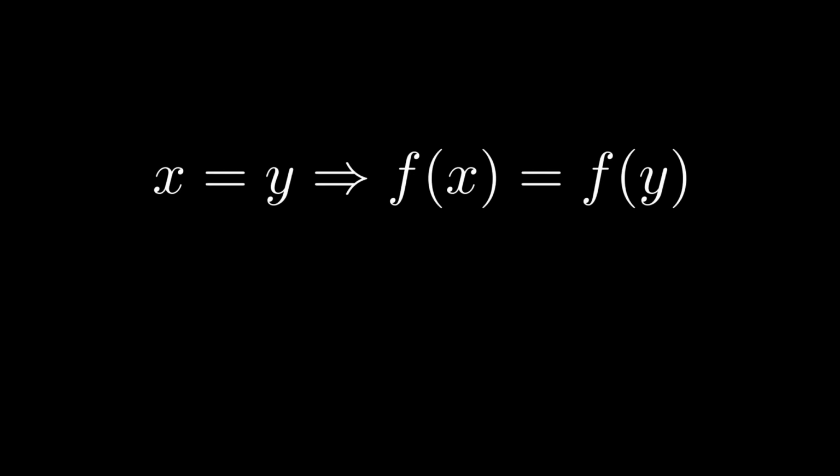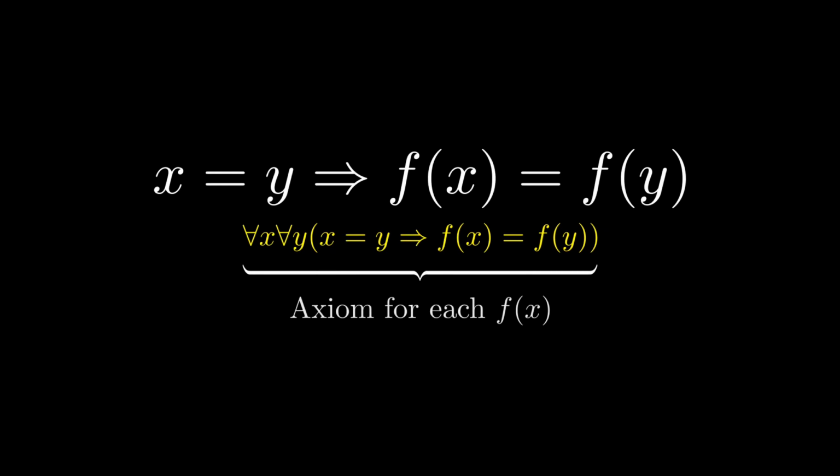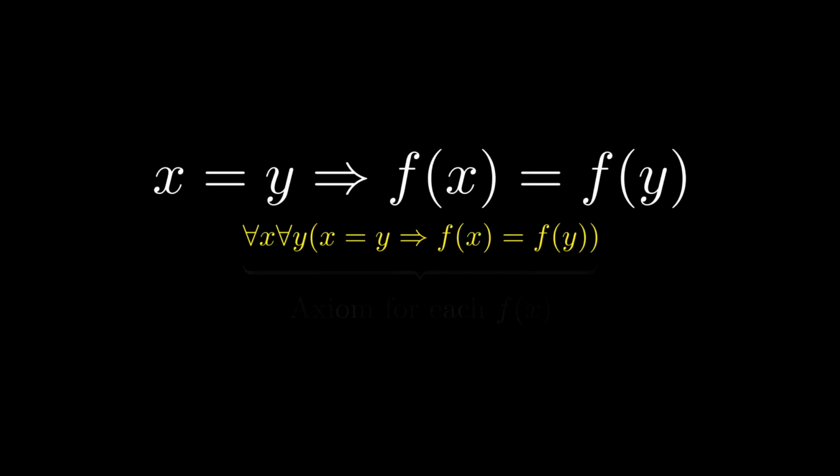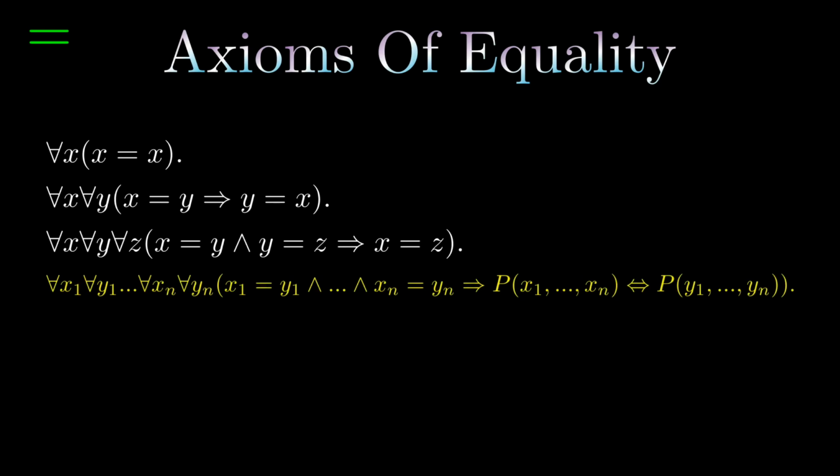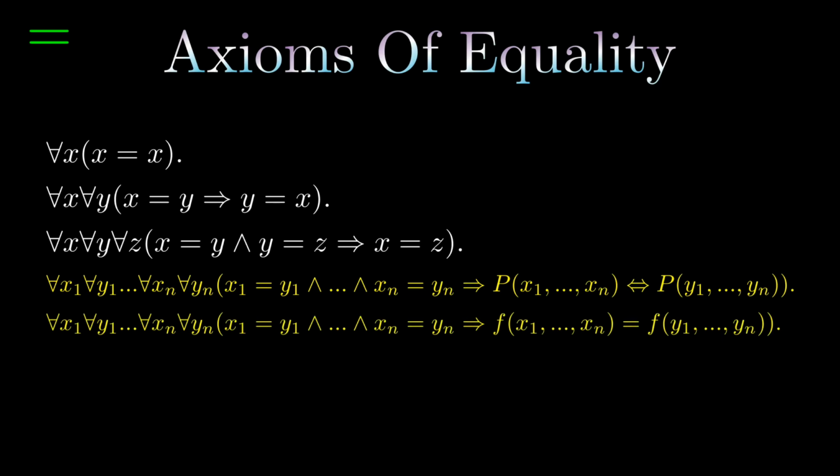If x is equal to y, then applying an operation f on x should give the same result as applying it on y. More formally, for each operation f, we add the following axiom. We can write this in a more general form for an operation of n variables. Now we are done. These are all the axioms of equality.